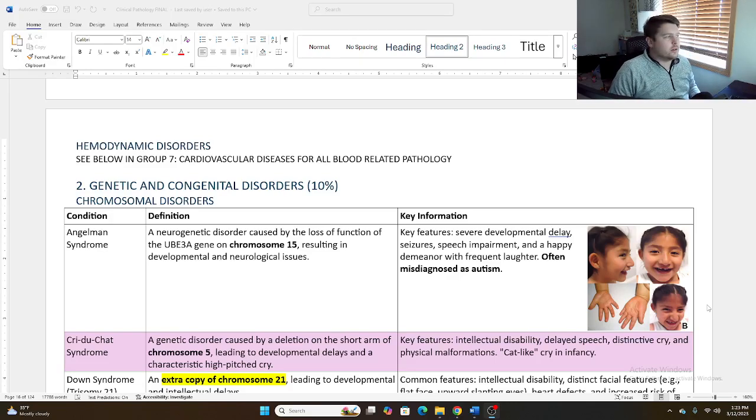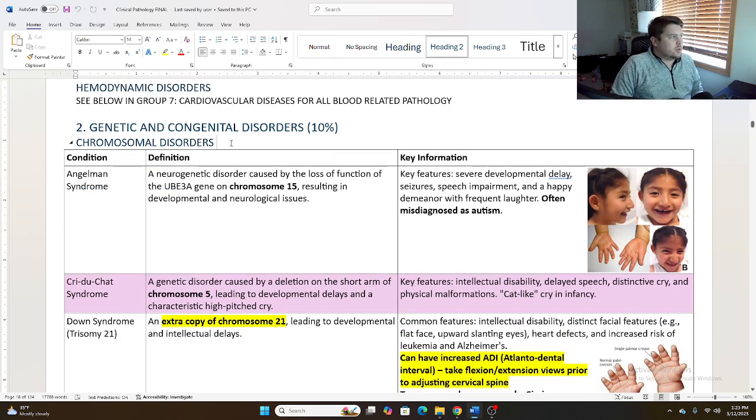Rolling right along into the next chunk, hemodynamic disorders, a lot of our blood clotting and blood type issues, that I grouped all together in the cardiovascular system, so we will see all of that down below. Moving into the next chunk of material, the genetic and congenital disorders. This makes up approximately 10% of all of the questions that you can get for the pathology portion.